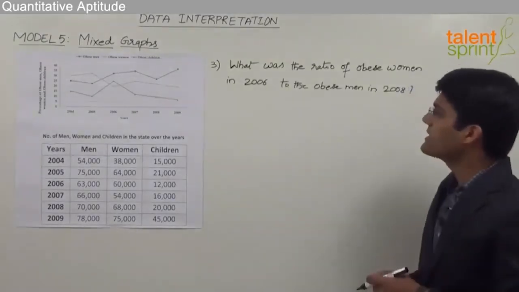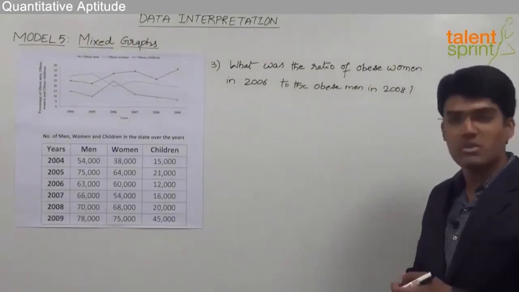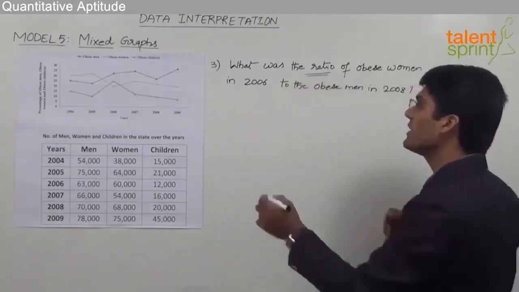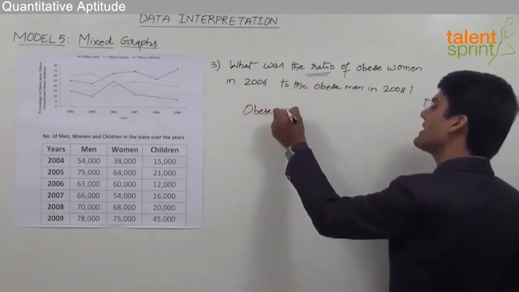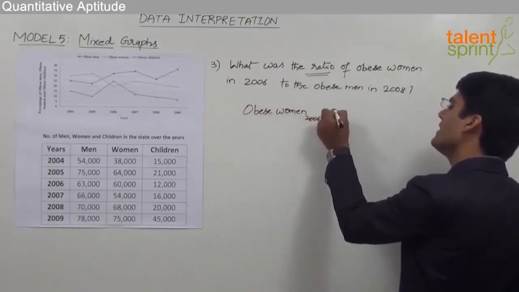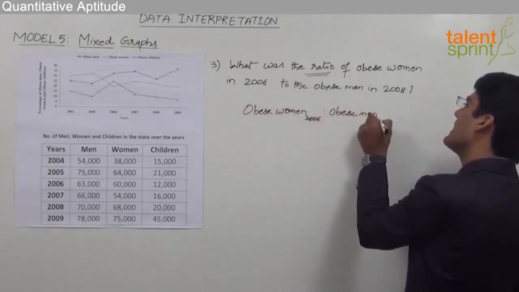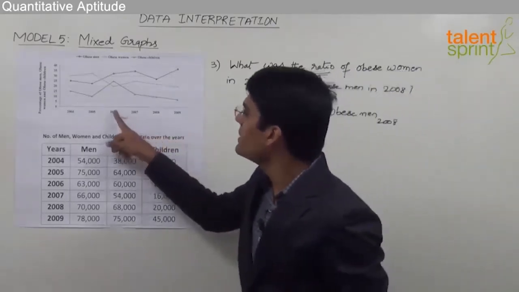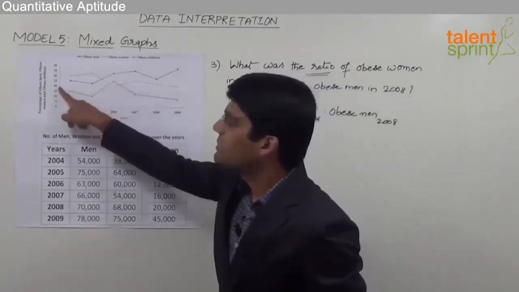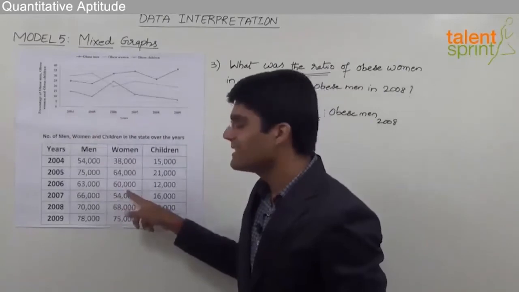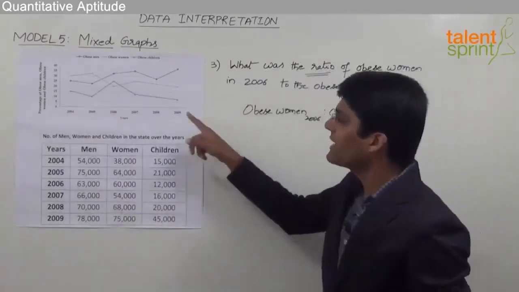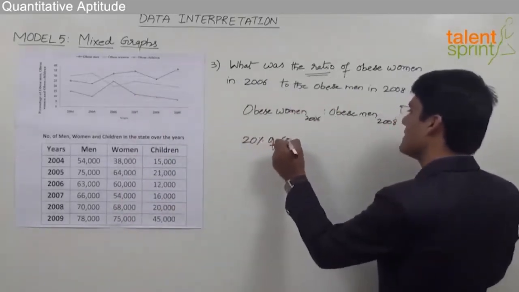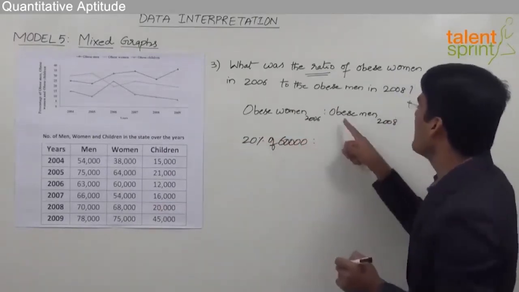The third question given here is, what was the ratio of obese women in 2006 to the obese men in 2008? So here the question is based on ratio. We have to find out the ratio of obese women in 2006 is to obese men in 2008. So by simply taking up the right values from the given data, we can find out the ratio here. Now we know that the percentage of obese women in 2006 will be 20% and the total women in 2006 is 60,000. So the number of obese women in 2006 can be taken as 20% of 60,000. So this will be equal to 20% of 60,000 is to obese men in 2008.